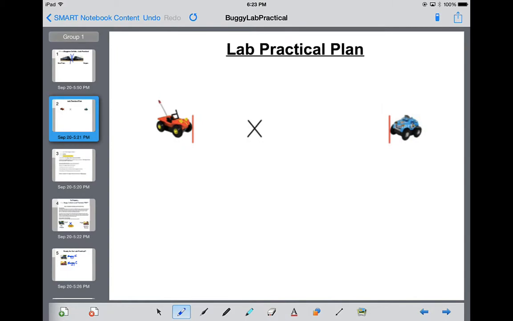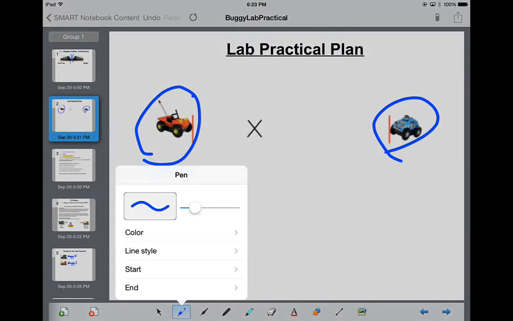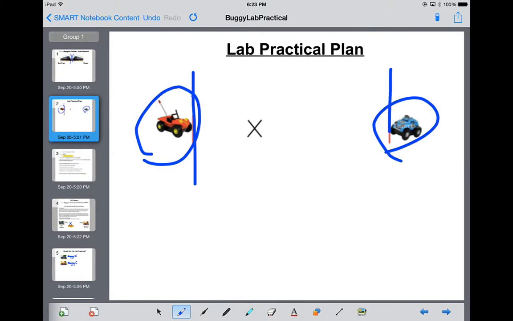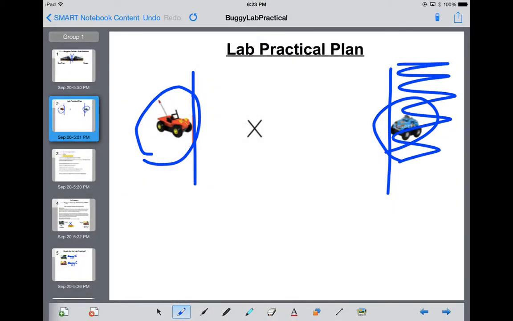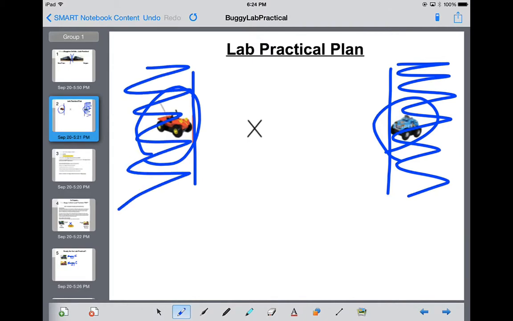Well, your lab practical is going to look a little different. You have two buggies that are going to be randomly selected for you. You're going to be given a certain location, and it's going to be a certain distance apart. You're going to be releasing your buggy from behind that buggy line and behind the other buggy's line. The idea is that when you release them, you want to see if you can figure out a way to get those two buggies to be released and collide as close to a predetermined location that you pick as possible.